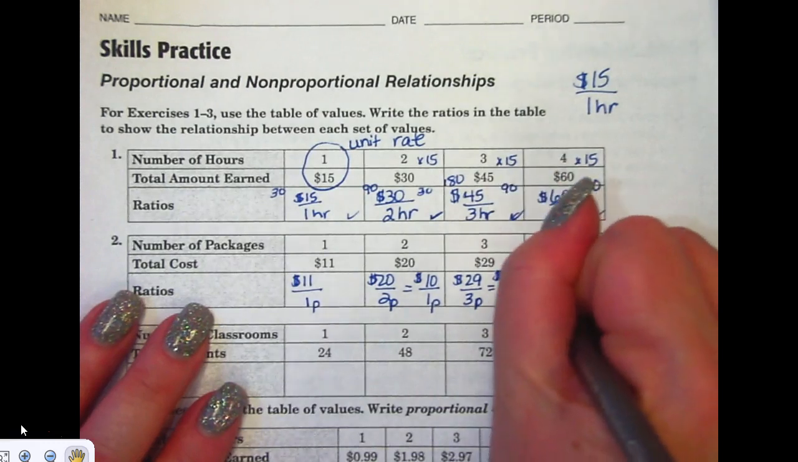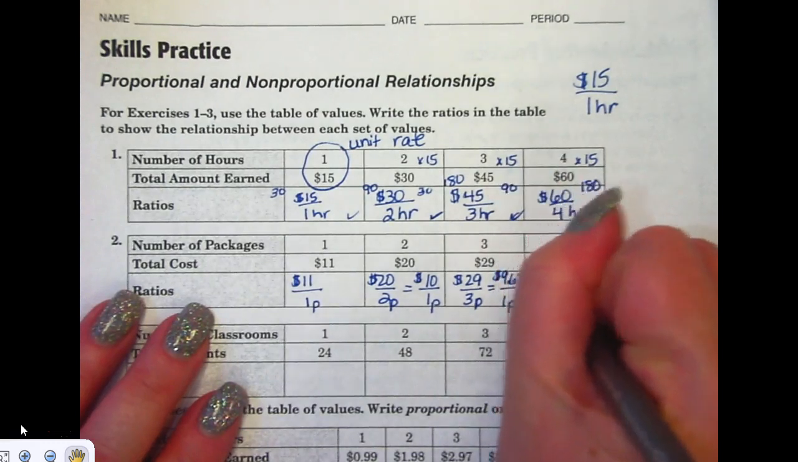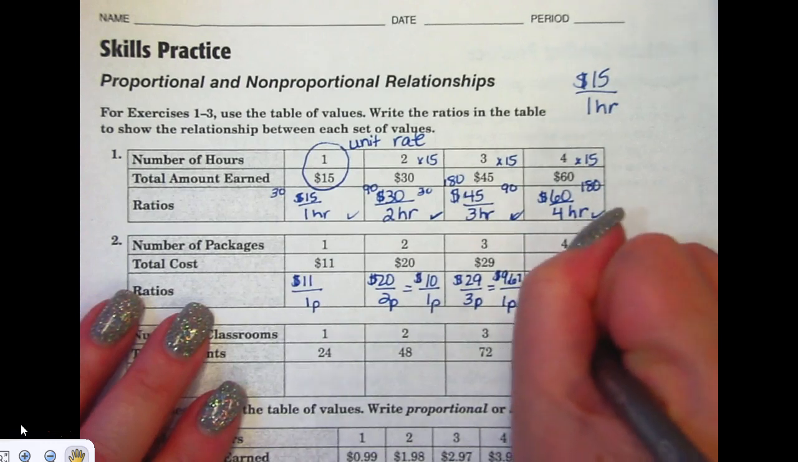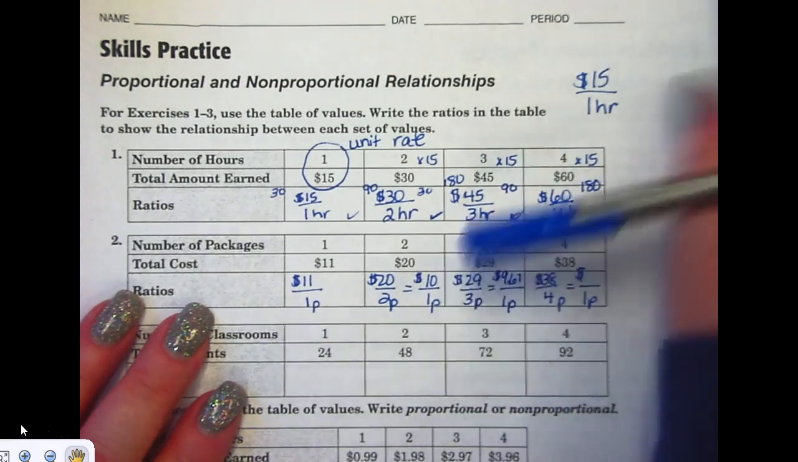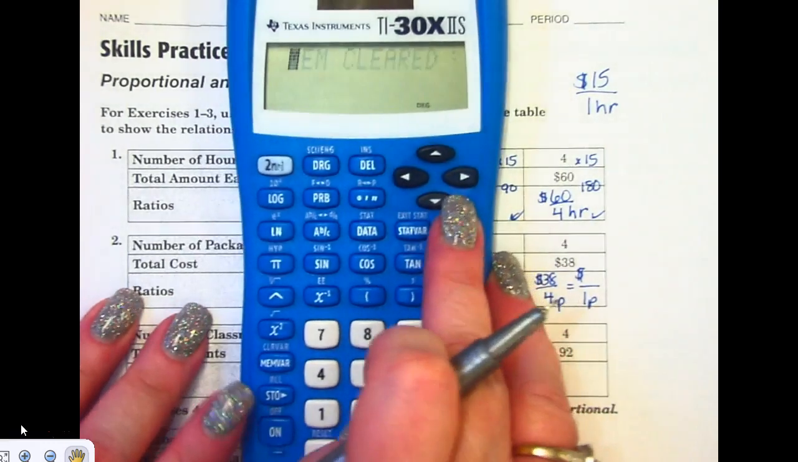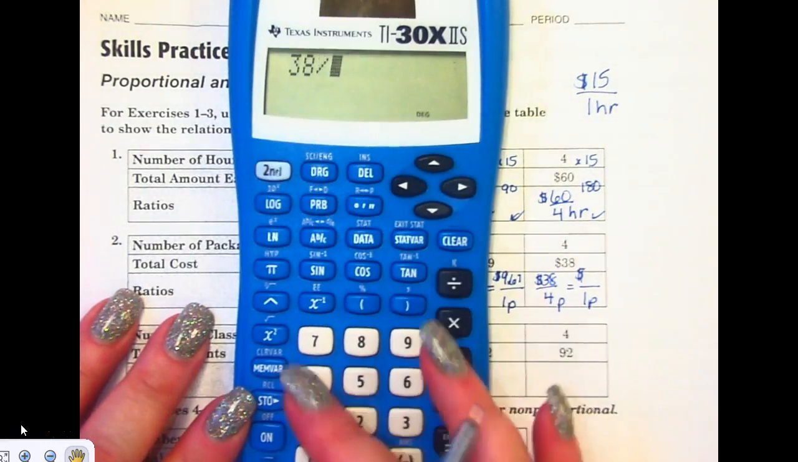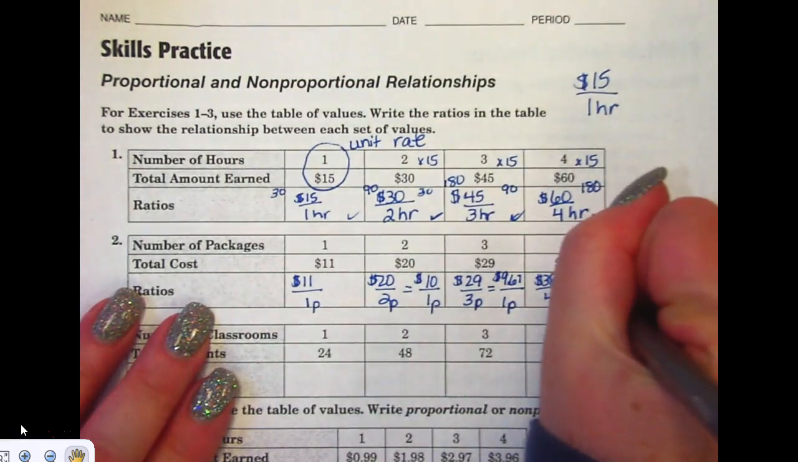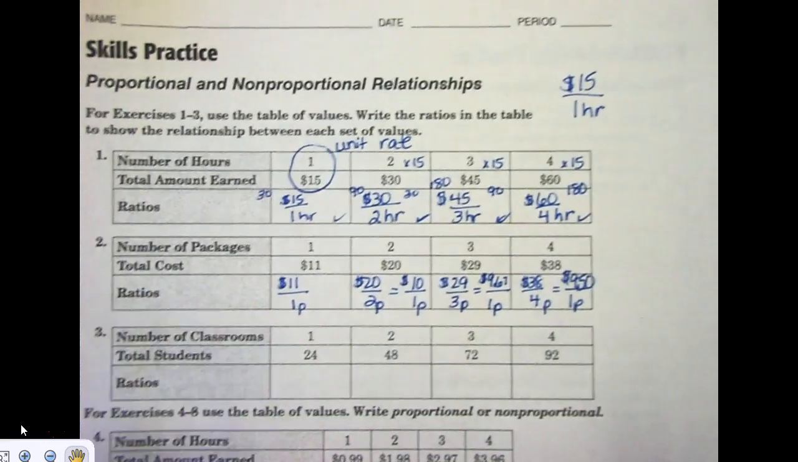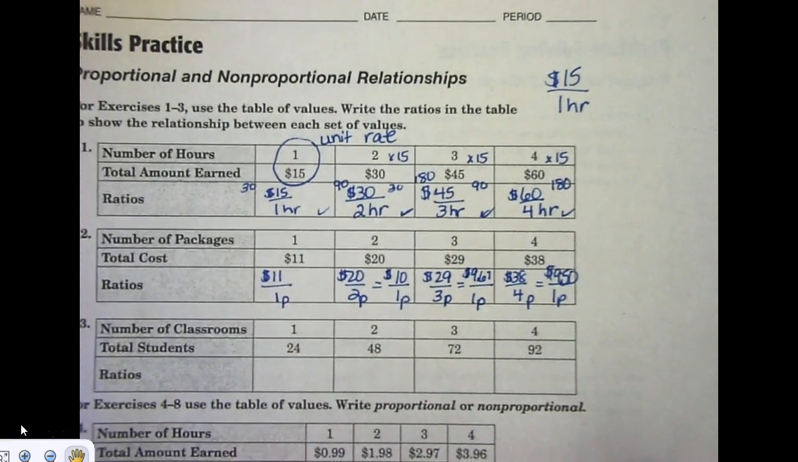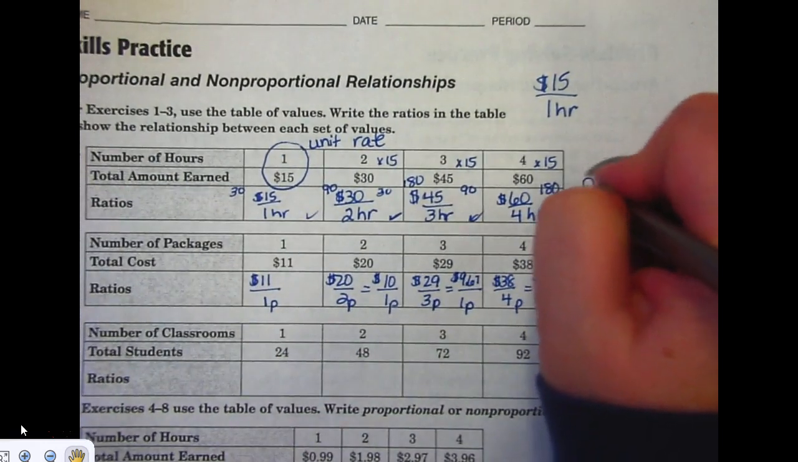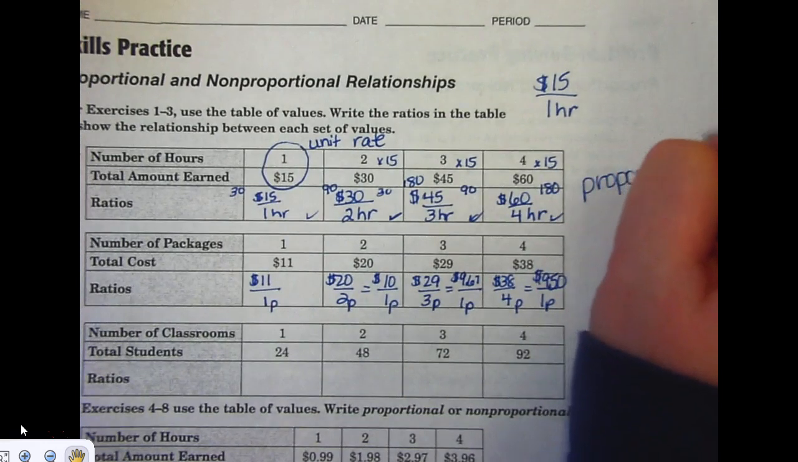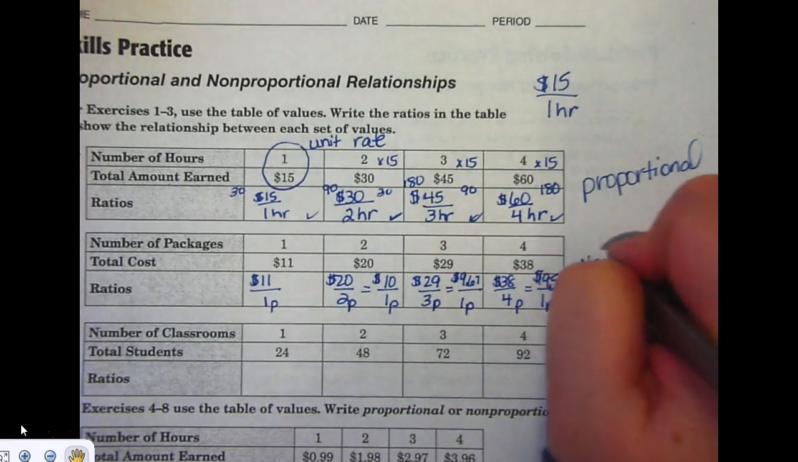And so $38 for 4 is how much for 1? $38 divided by 4 is $9.50. So these were proportional. And we would say these are not proportional.